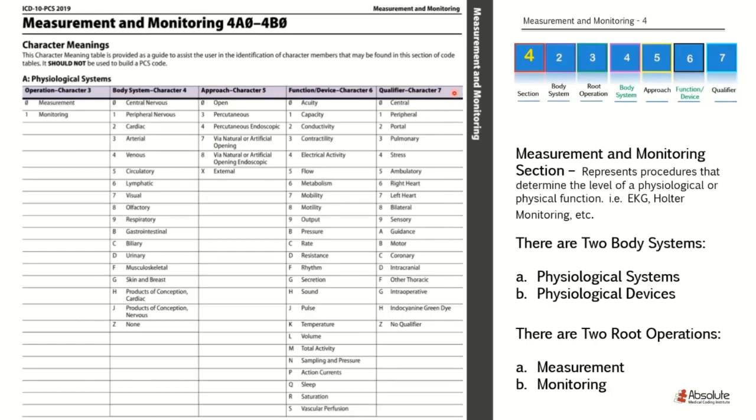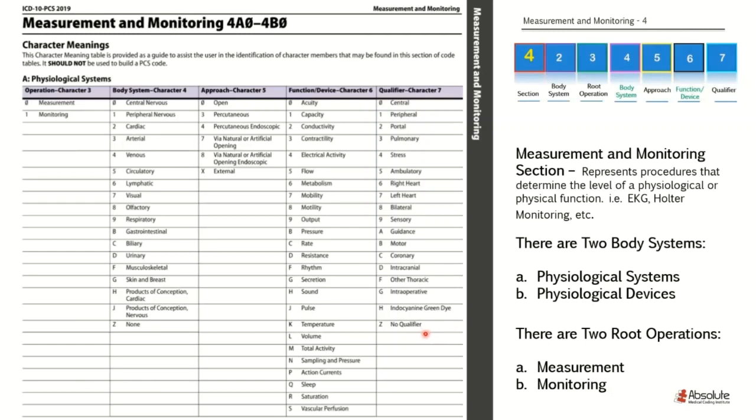Qualifier 7: central, peripheral, portal, pulmonary stress, ambulatory, right heart, left heart, bilateral, sensorial or sensory, guidance, motor, coronary, intracranial, other thoracic, intraoperative, endocyanine green dye, no qualifier.